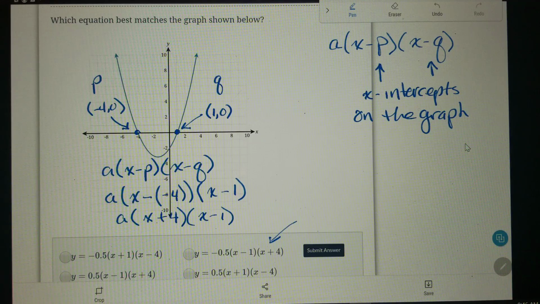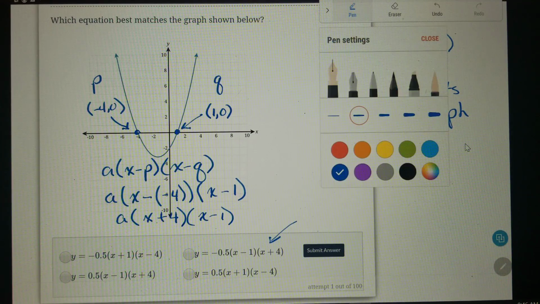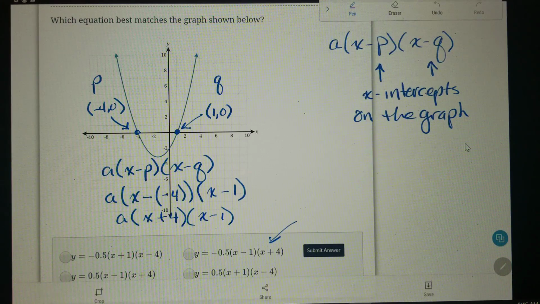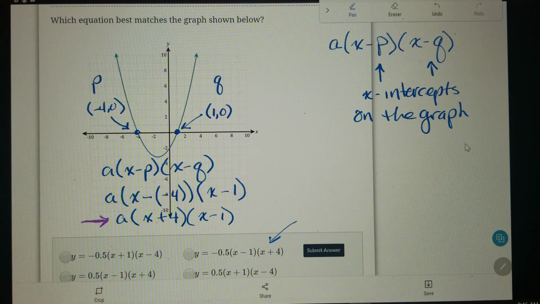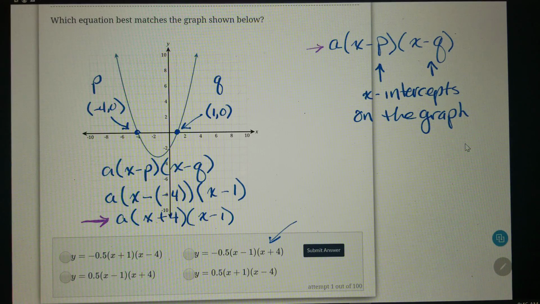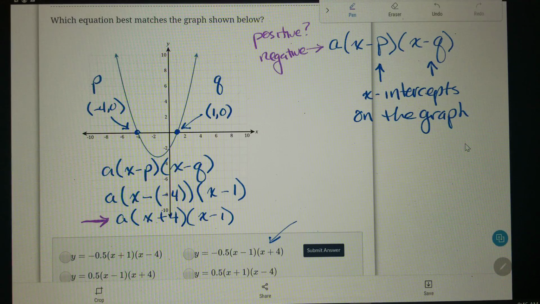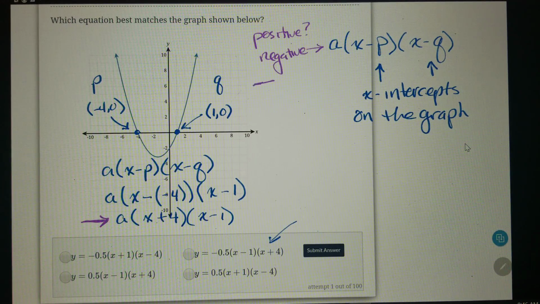The other thing we need to look at is this A. How do we get this A? Now, we can't figure out what the value of the A is, but we can definitely figure out, is it positive or negative? And we can look at the graph and tell whether it's positive or negative.